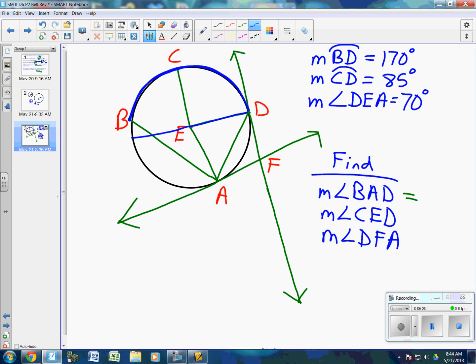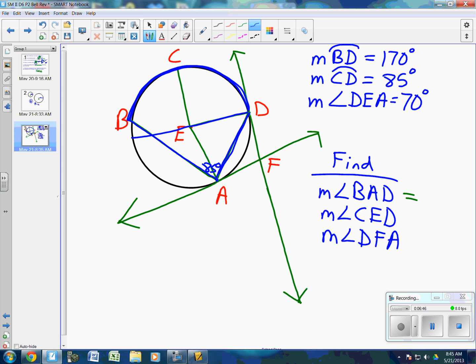And it is intercepted by angle BAD, and we know the measure of arc BD, which is 170. Angle BAD is an inscribed angle intercepting that arc, so it's going to be half as much as arc BD. So half of 170 is 85.